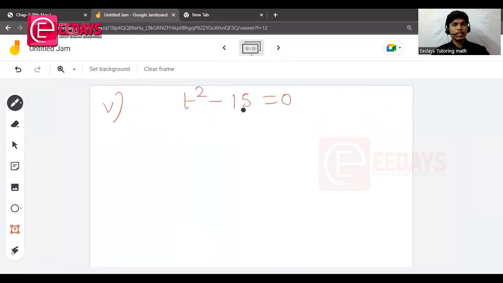T square minus 15. How can you solve this without taking common? T square is different and 15 is different. Both are different. We can't take common. In that case, do one thing. Transfer 15 to the other side. It becomes plus 15. Now the square moves to the other side, and you will get root over 15. It becomes square root. I hope you understand.